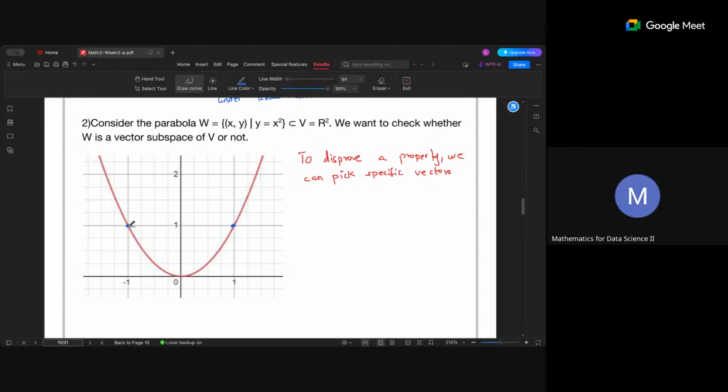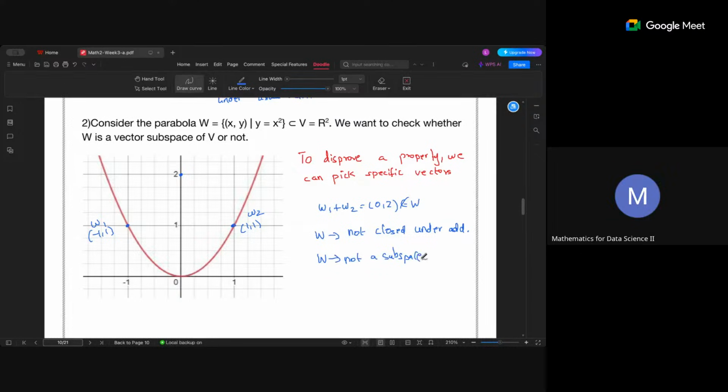What is this point? Can you say? (-1, 1) and (1, 1). So let us call this W1 and this is W2. What is W1 plus W2? (0, 2). What is (0, 2)? It is here. Is it there in this set W? No, ma'am. So you can see that W is not closed under addition. So can W be a subspace? No, ma'am.